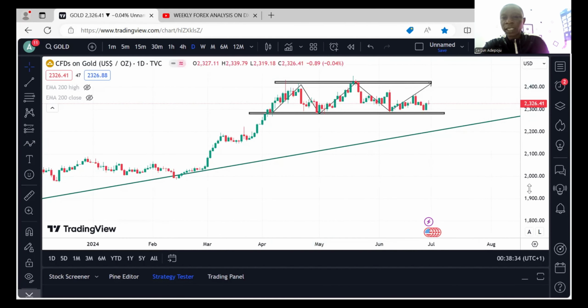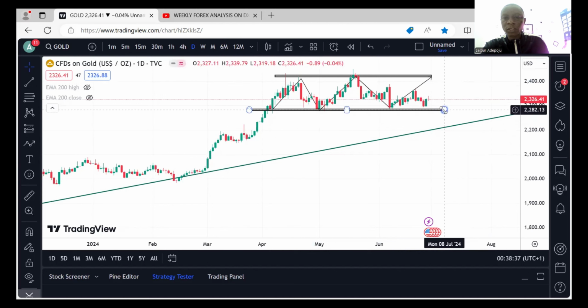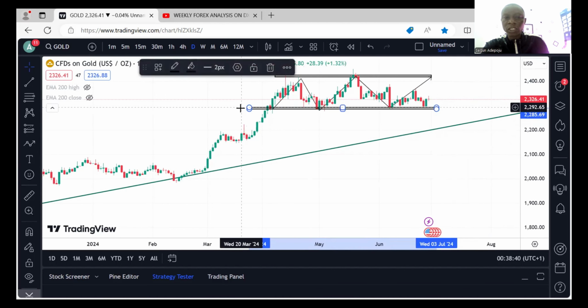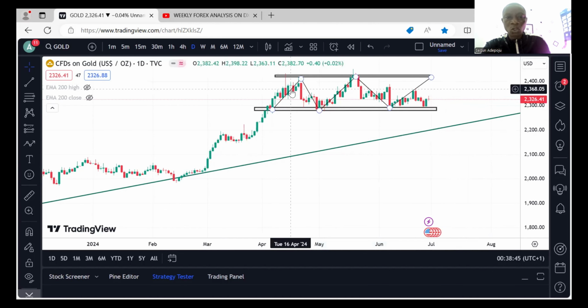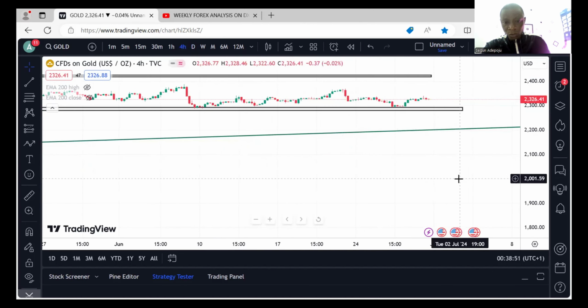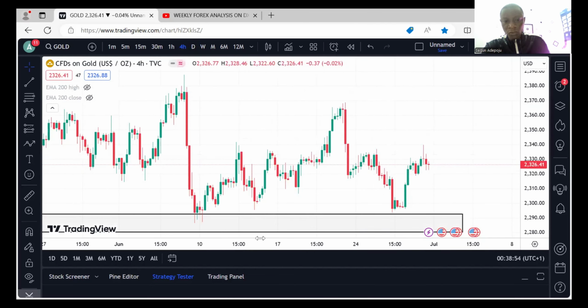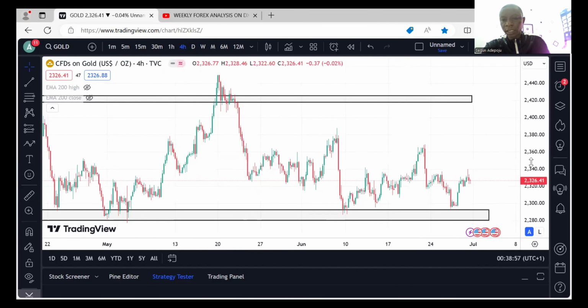So on this market now, we need to be very careful on gold, because gold has been ranging for some time, and when the market is ranging, that is when it takes money from the trader. So let's go to 4 hours right now and see what gold is going to do. Let's look for opportunity to trade the market.